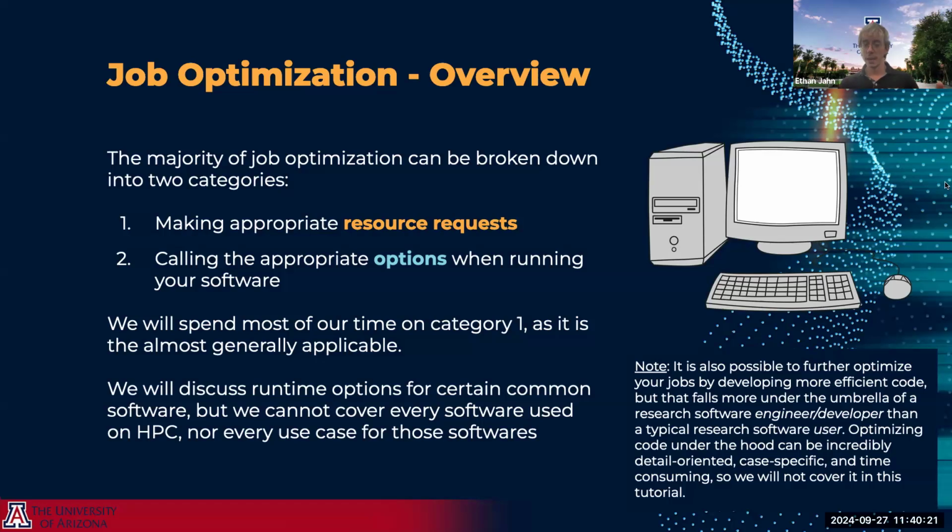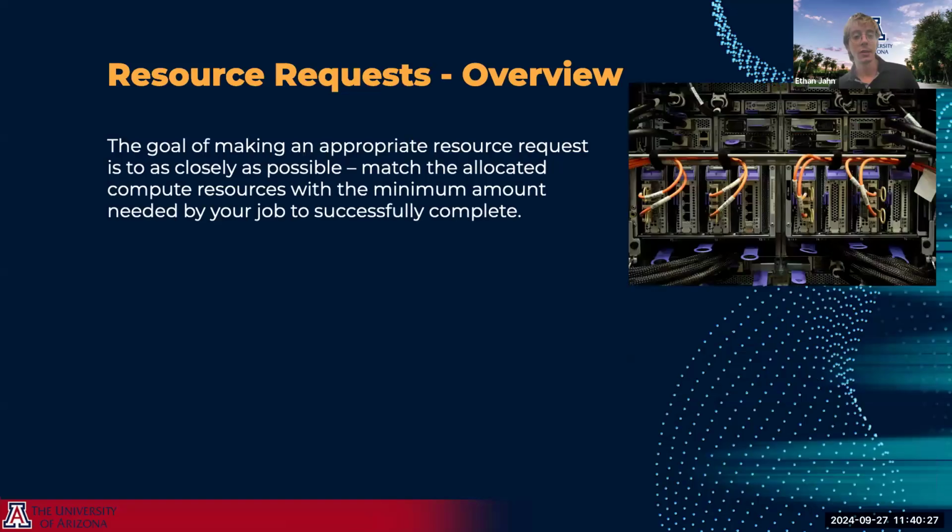So that being said, let's talk about making appropriate resource requests when submitting jobs to the HPC. The goal here is to make sure that the ideal situation would be to use 100% of the CPU for 100% of the job's runtime and to use 100% of the memory for 100% of the job's runtime.